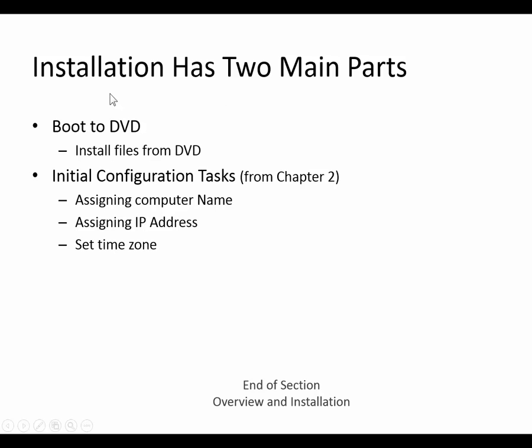So installation has two main parts. First, you just boot from the DVD, and that copies all the files from the DVD to the hard disk. Then you reboot, and you go to initial configuration tasks. And initial configuration tasks is where you specify computer name, IP address, and time zone. And this concludes our section on overview and installation.